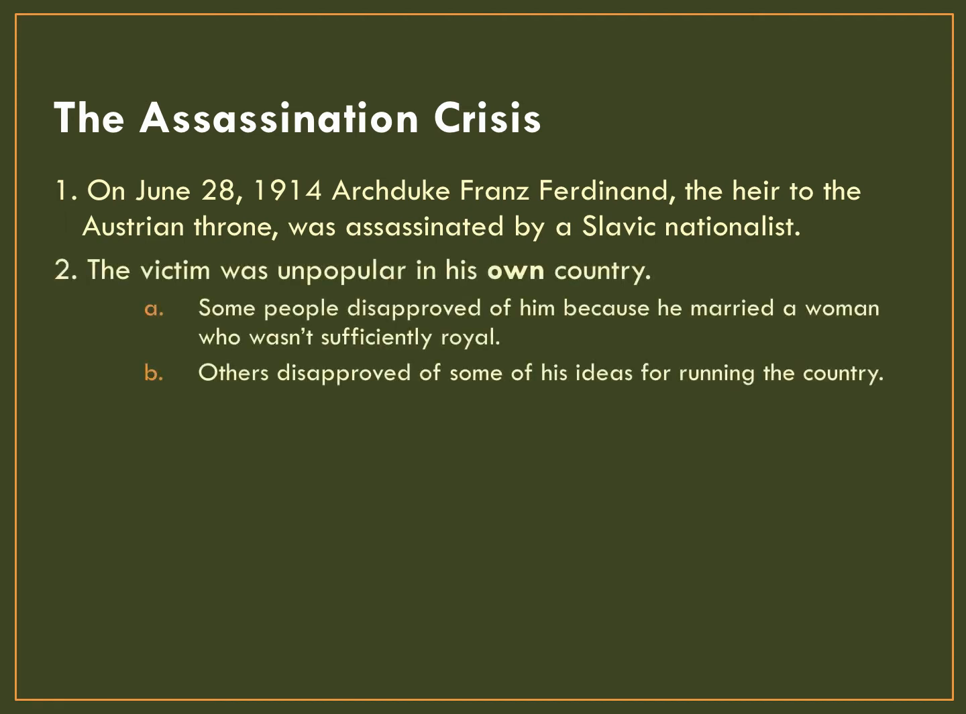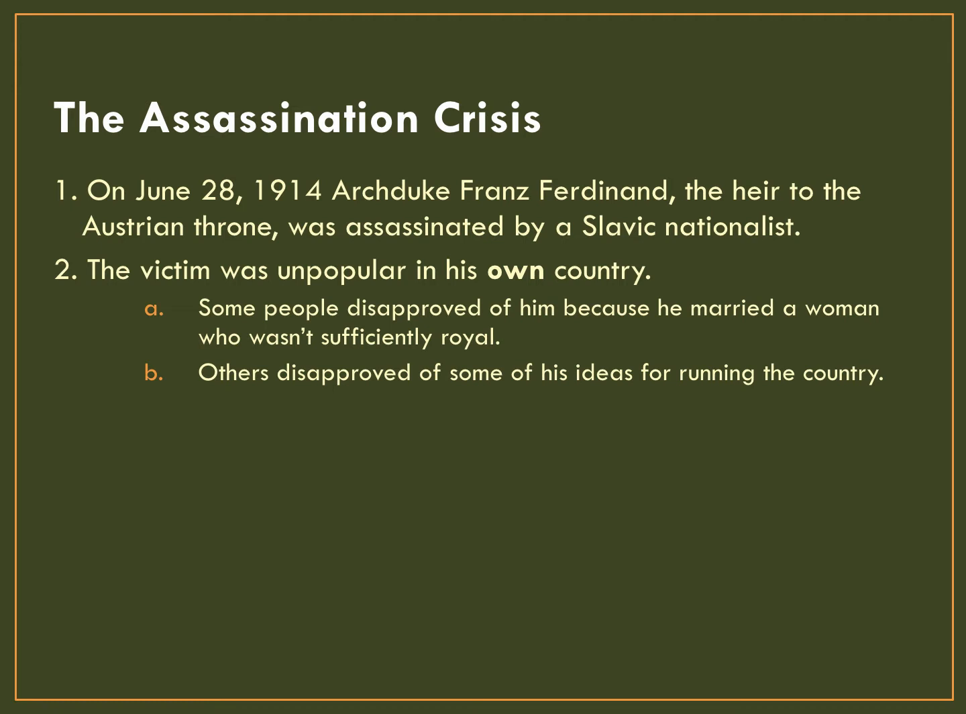Now, Franz Ferdinand, the victim, was very unpopular in his own country. His own people in the Austro-Hungarian Empire did not like him, especially the Austrians and the Hungarians. The people in power did not like him, partially because the woman he married was not really royal, so they didn't see her as worthy of being the wife of the heir to the throne. And others disapproved of his ideas for running the country.